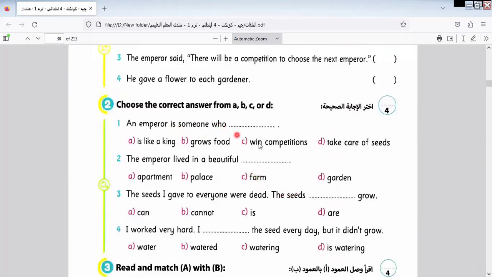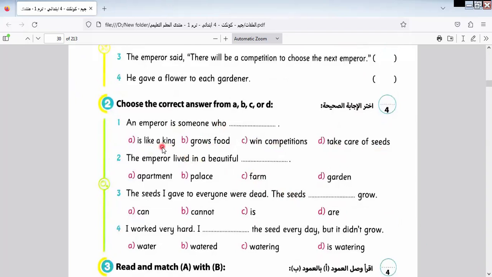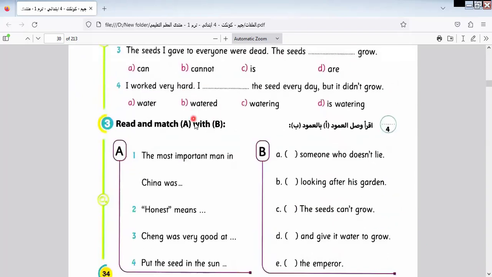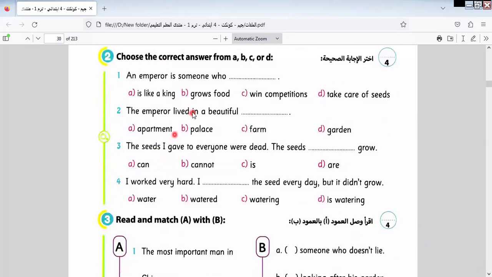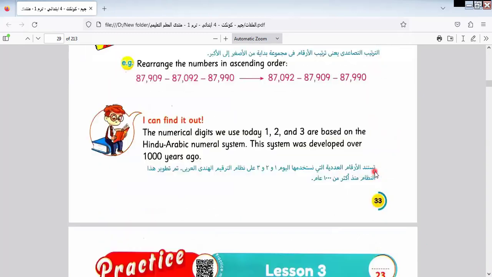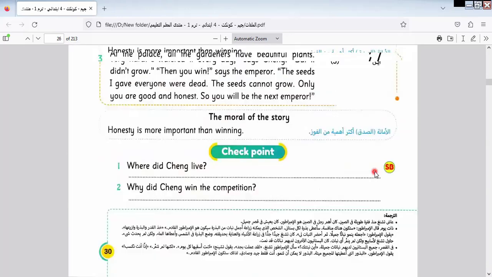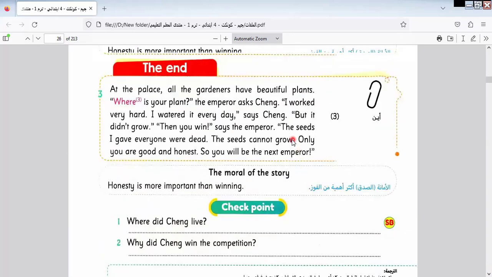An emperor is one who rules like a king, or grows food, or wins a competition. No, it's the one like a king. The emperor lived in a beautiful palace, as we know in the text. The seeds I gave to everyone. Where did the seeds grow?